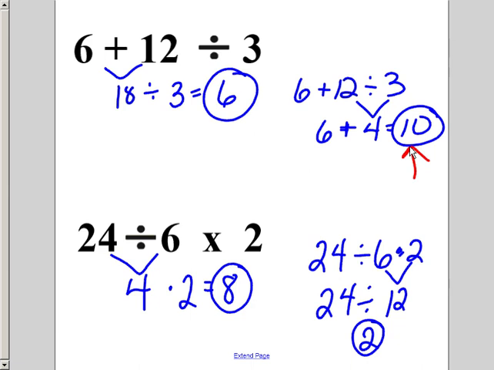On the second problem, our answer is going to be 8, because we have to work the division and the multiplication from left to right. So that one is going to give us the answer of 8. And if we didn't have a standard way that we all did the problem, then we would end up getting different answers, and that would be totally confusing.